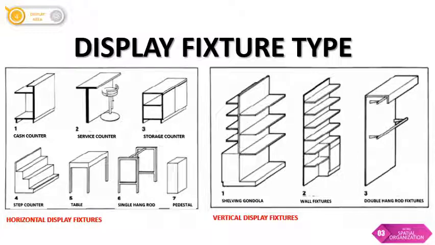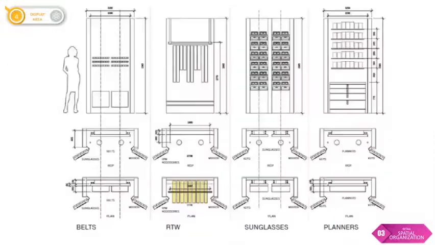Yeah, for a vertical display feature, they have a shelving gondola, they have wall features, and also they have a double hang rod feature. So please take a look at this one. Yeah, this is a type of display feature that you are going to apply into your project.